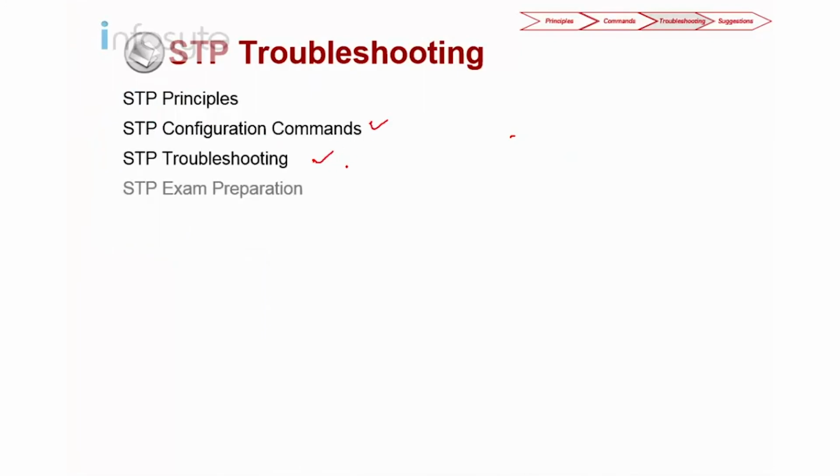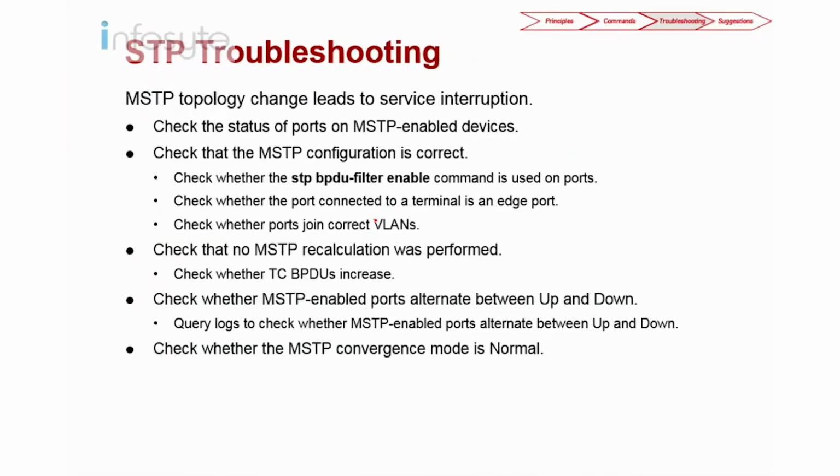Now let's look into some of the troubleshooting. For STP troubleshooting, especially MSTP, some of these recommendations: check the status of MSTP enable. So please always do a display STP brief or display STP. Now if you do use STP, there are certain checklists that you need to check. To see whether your BPDU filter has been enabled on any of the ports.